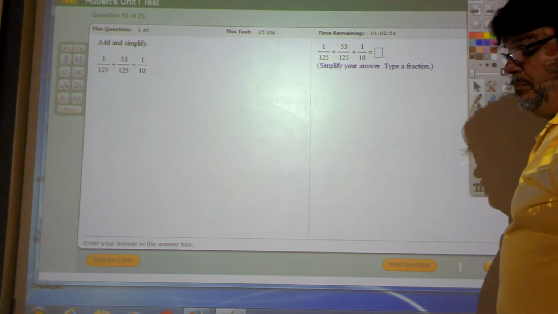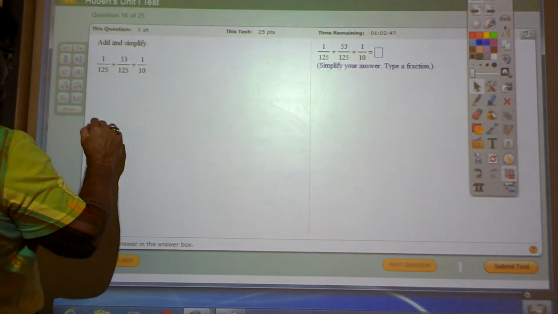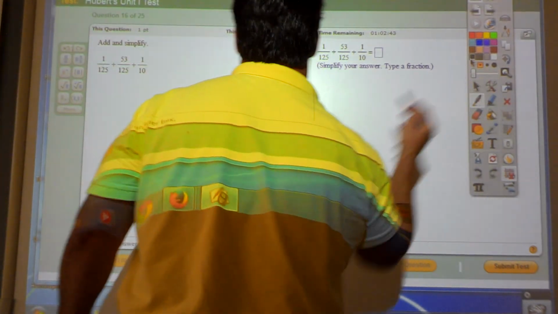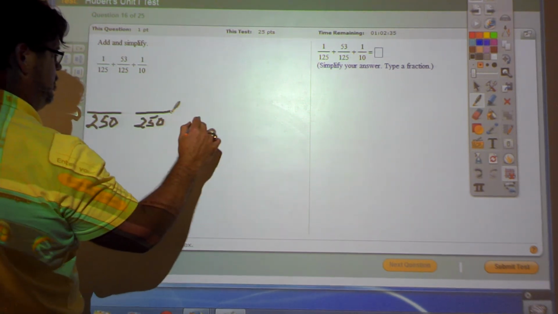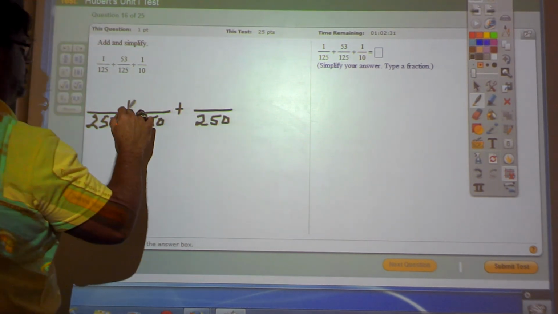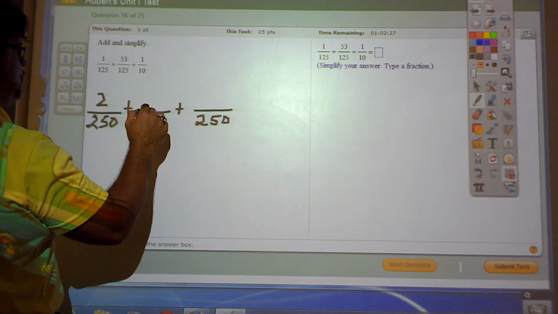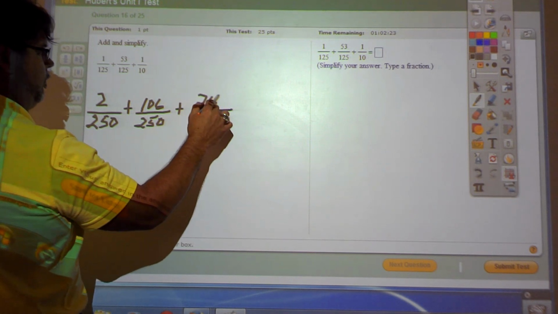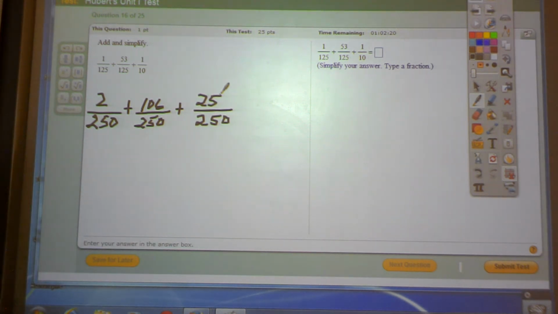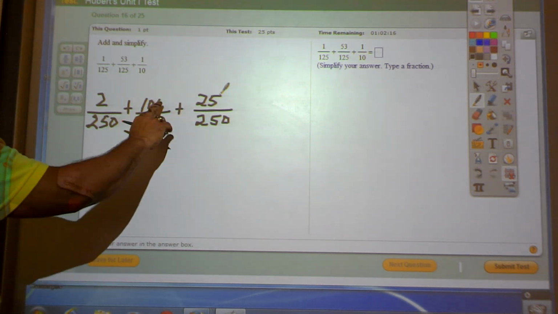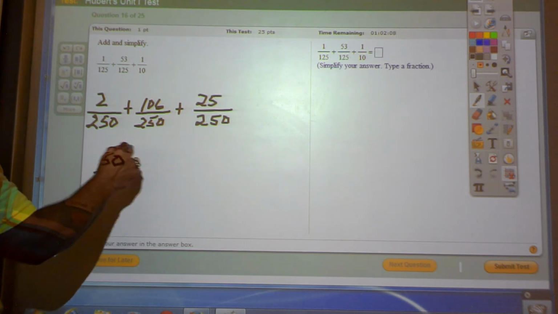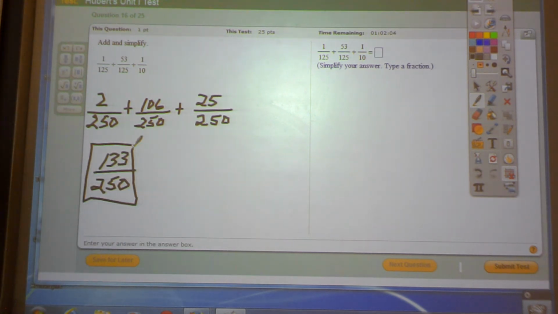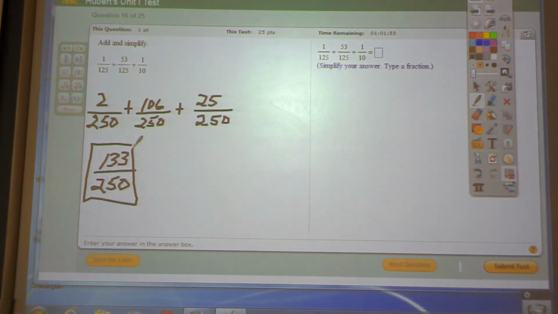$250. Two, 25. Yep. And that'd be 131 plus 2 is 133. Oh. 133 over 250.